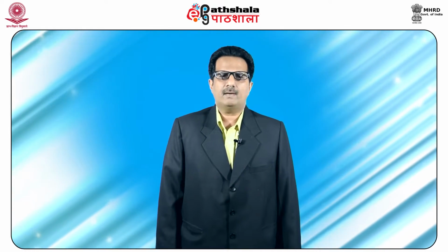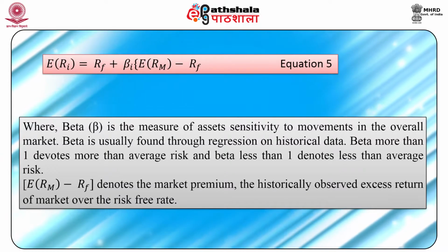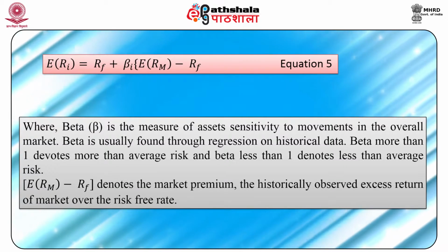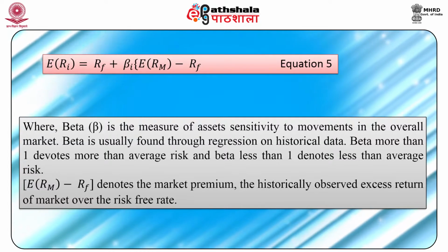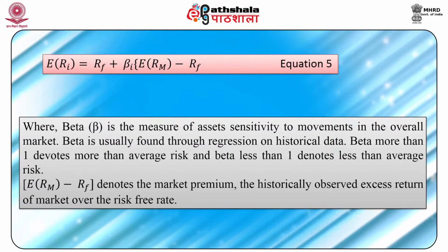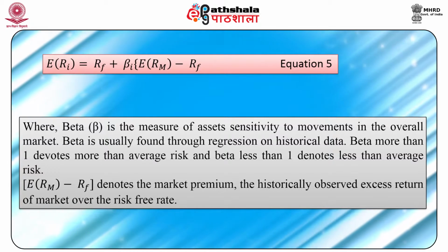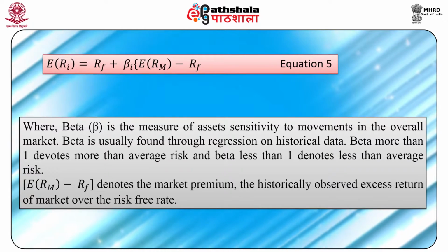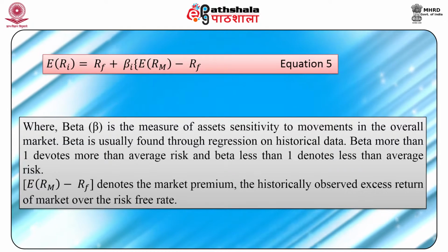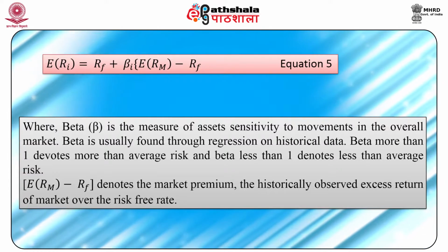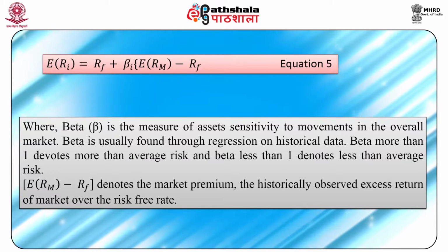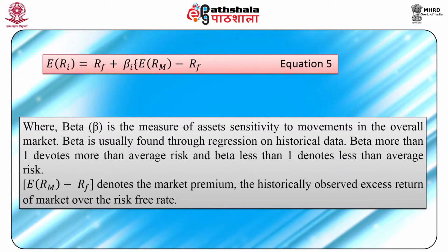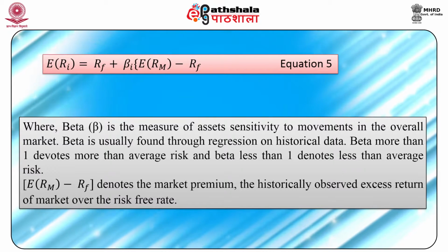Mathematically, CAPM, or capital asset pricing model, is expressed as E(Ri) = Rf + βi[E(Rm) − Rf], which gives equation 5, where beta is the measure of the asset's sensitivity to movements in the overall market. Beta is usually found through regression on historical data. Beta more than 1 denotes more than average risk and beta less than 1 denotes less than average risk.